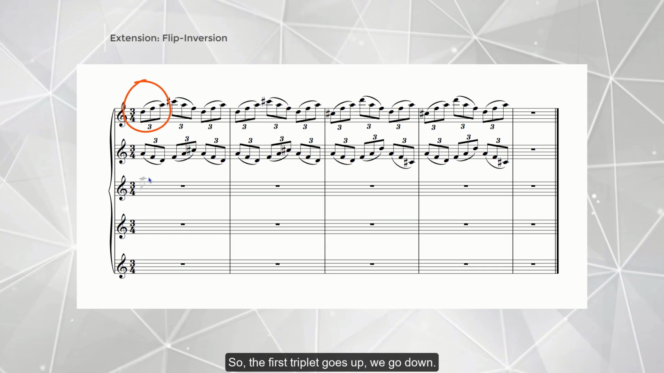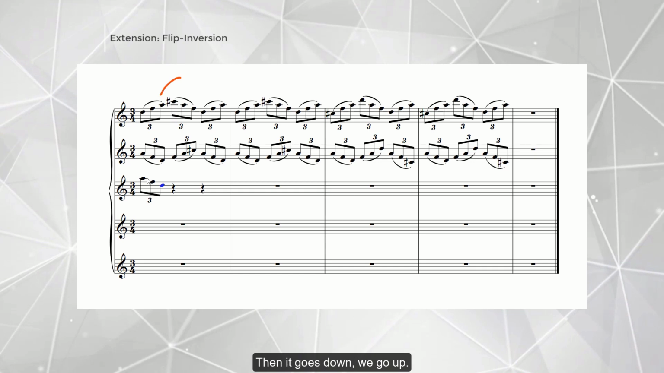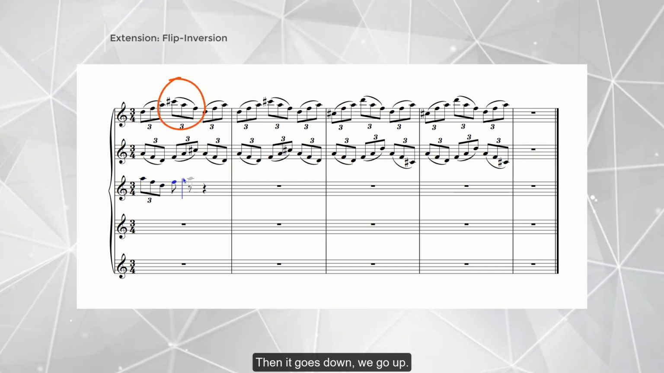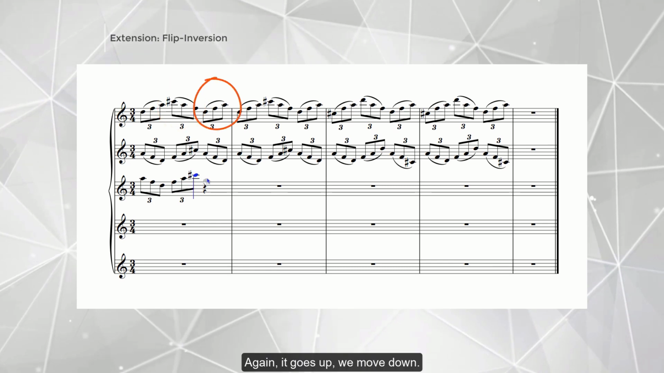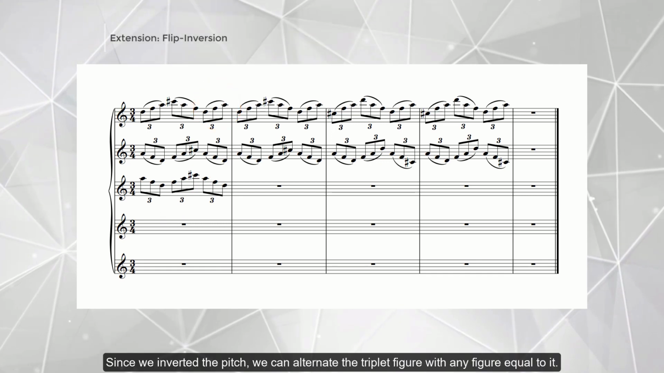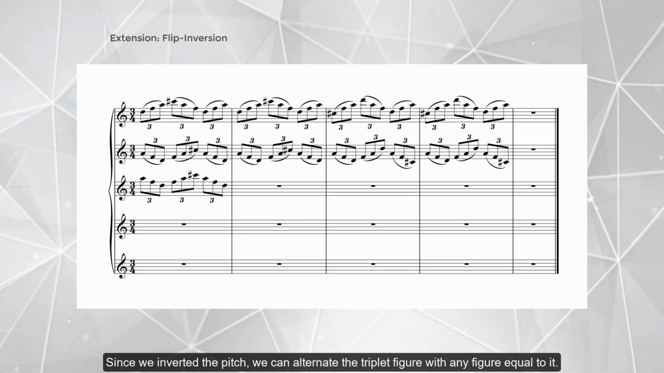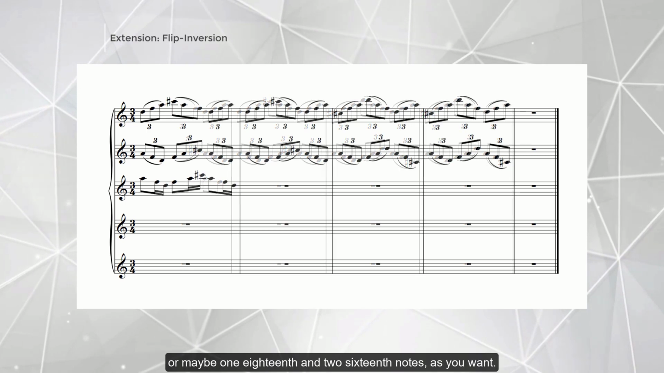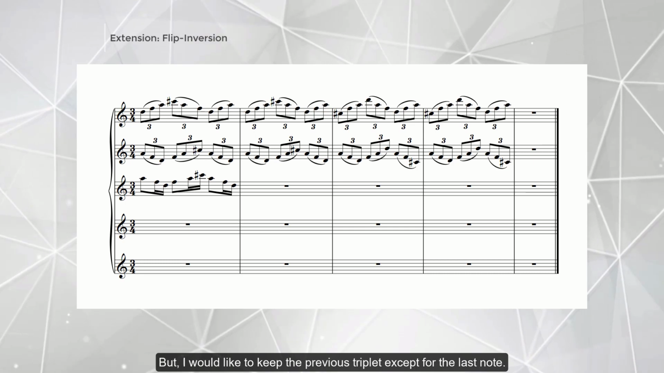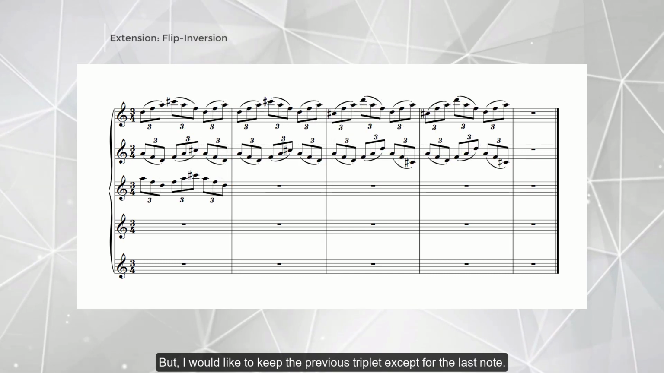So the first triplet goes up, we go down. Then it goes down, we go up. Again, it goes up, we move down. Since we have inverted the pitch, we can alternate the triplet figure with any figure equal to it. For example, two eighth notes, or maybe one eighth and two sixteenth notes, as you want. But I would like to keep the previous triplet, except for the last note.